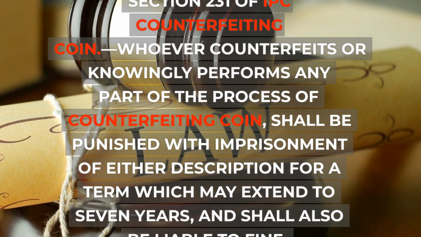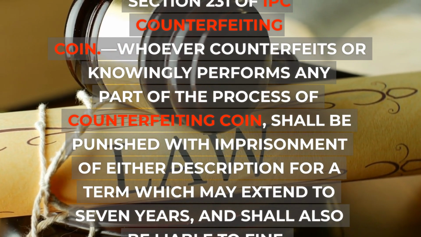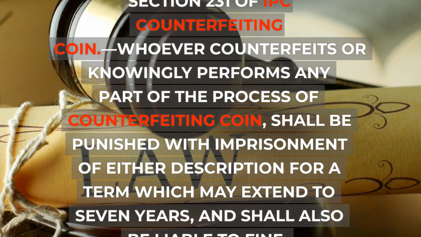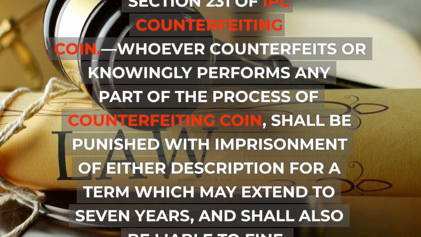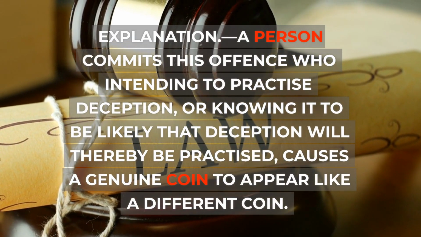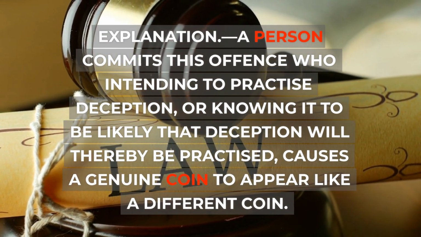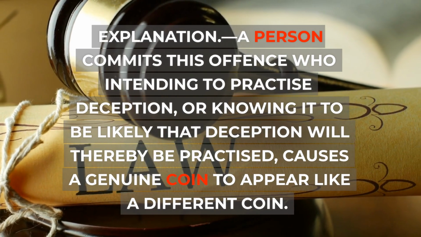Section 231 of IPC. Counterfeiting coin. Whoever counterfeits or knowingly performs any part of the process of counterfeiting coin, shall be punished with imprisonment of either description for a term which may extend to 7 years, and shall also be liable to fine. Explanation. A person commits this offence who, intending to practice deception, or knowing it to be likely that deception will thereby be practiced, causes a genuine coin to appear like a different coin.